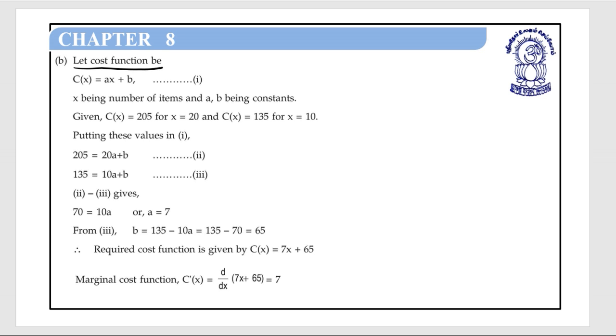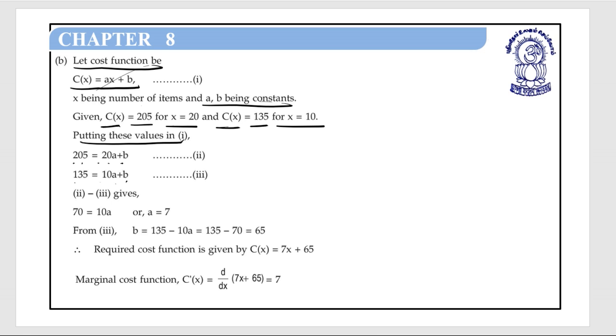B. Let the cost function be C of x is equal to ax plus b, equation number 1, x being the number of items and a, b being constants. C of x is equal to 205 for x is equal to 20. C of x is equal to 135 for x is equal to 10. Putting these values in equation 1, 205 is equal to 20a plus b, and 135 is equal to 10a plus b.